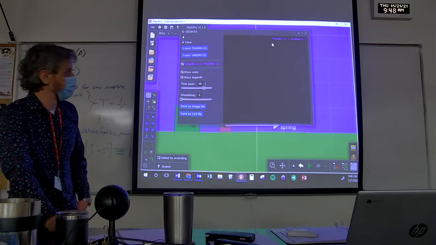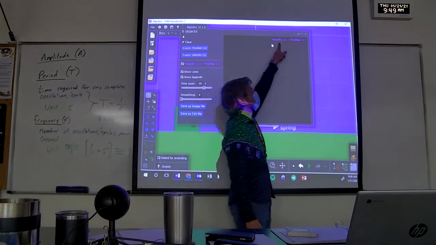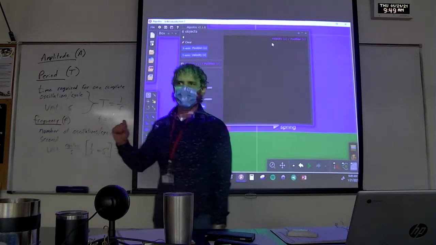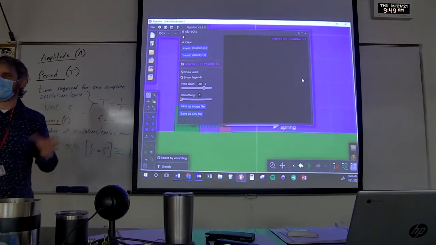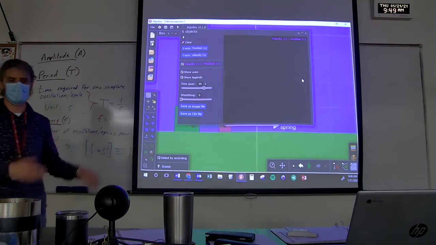That's what this says if you can't read it. I'm going to plot the velocity in the x direction versus the position in the x direction. So now I'm plotting a more abstract type of graph. I'm just plotting these two things that are describing the motion.